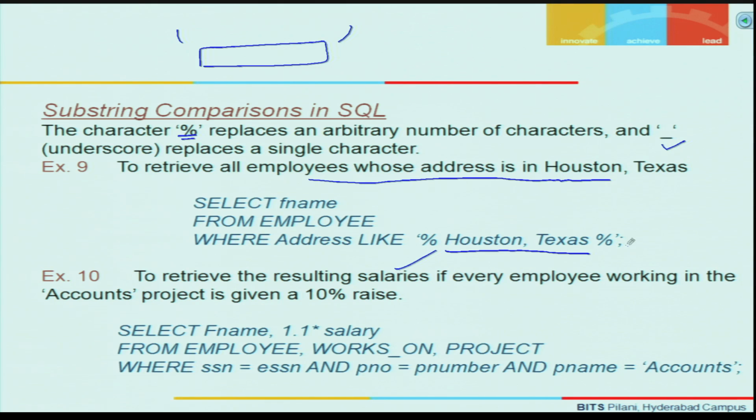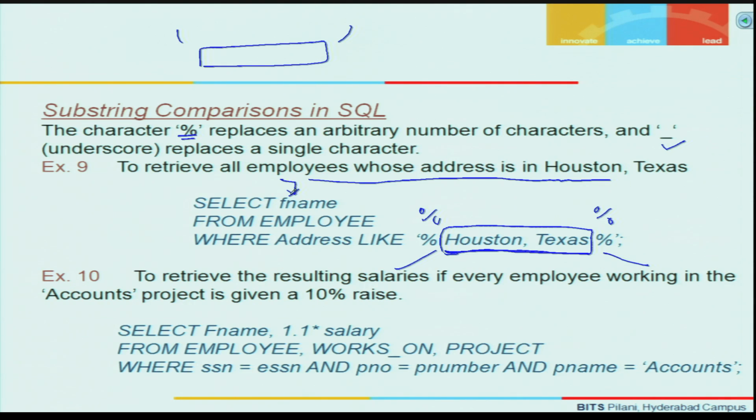that what is there I am not worried, and after that what can be there, I don't know. So that's why in that case I can use wildcard. Before this Houston, Texas I can put a percentage, meaning that it can be prefixed by any substring, and after this Texas I am using percentage, meaning that it can be suffixed by any substring. But still, if an address contains a substring Houston, Texas, for such employees, give me the first name. Okay, this is using percentage as a character to perform substring comparison.